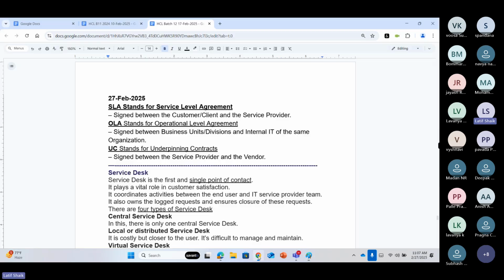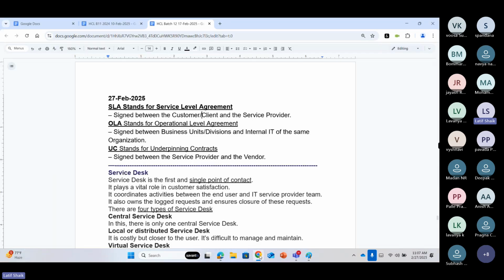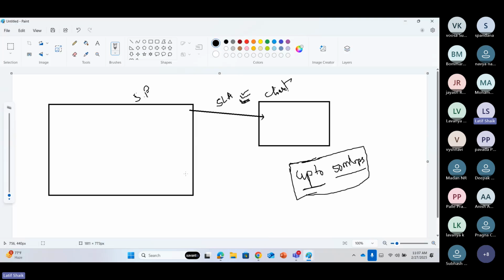Next one is OLA, operational level agreement. If you see, out of 3 lines, I highlighted only one line, the SLA line. Why? Because all are important, but SLA is the most important and most common question. Not only as a question, you should compulsorily know what SLA is. Then what is this OLA? OLA is inside the organization. OLA is within the organization.